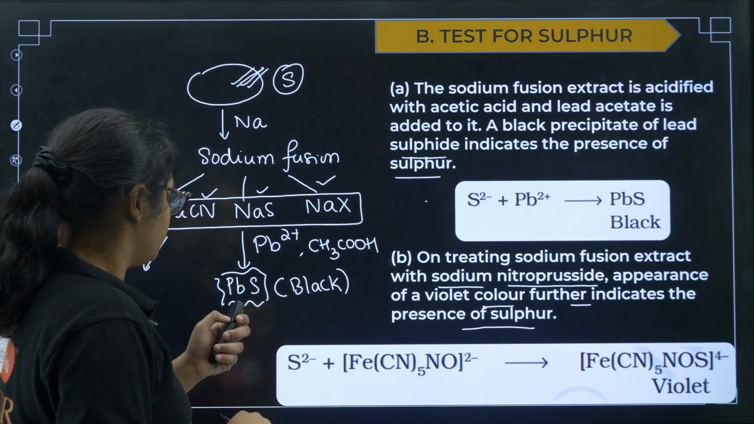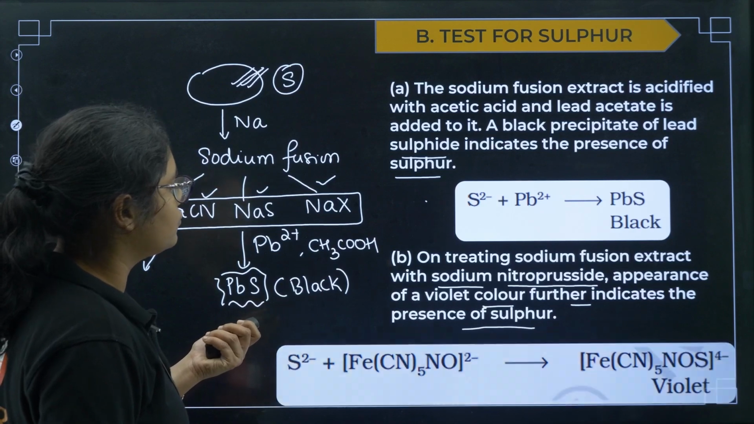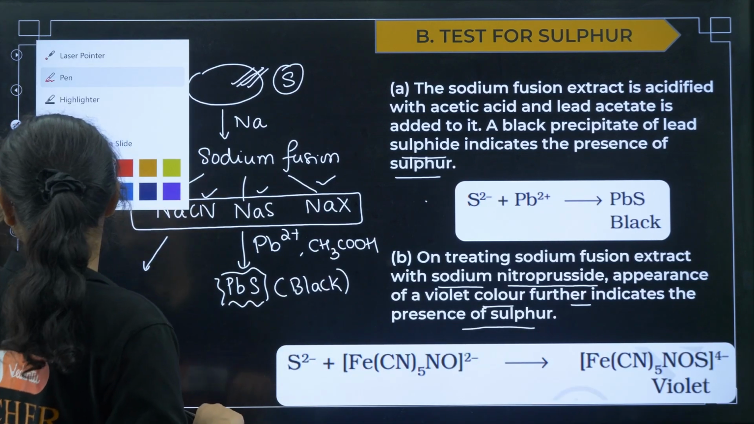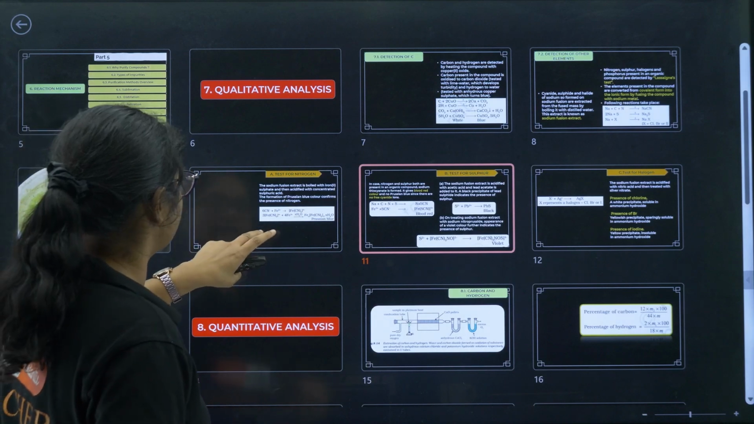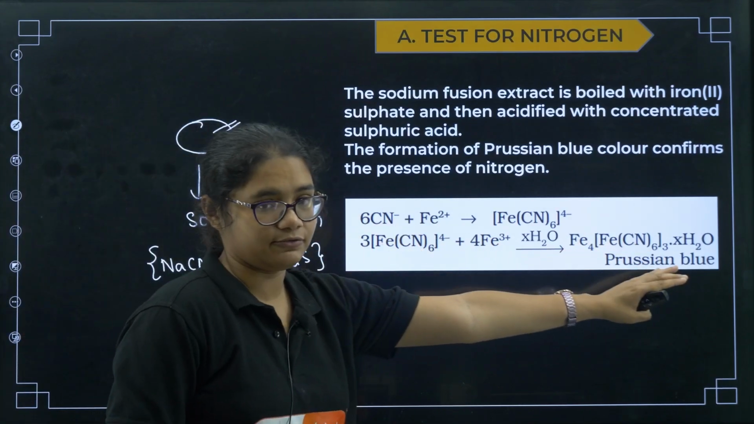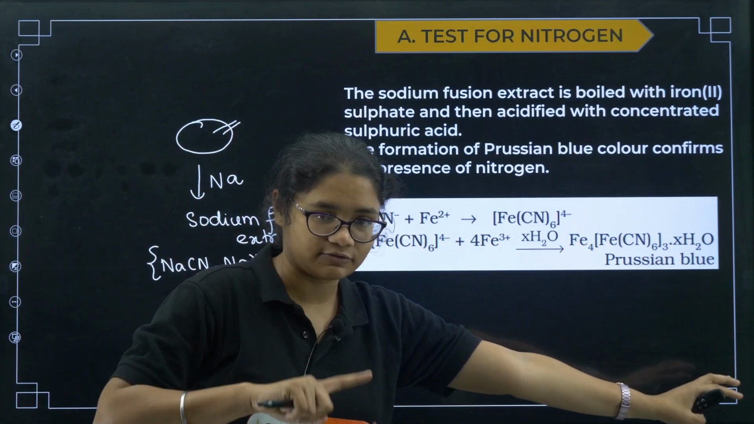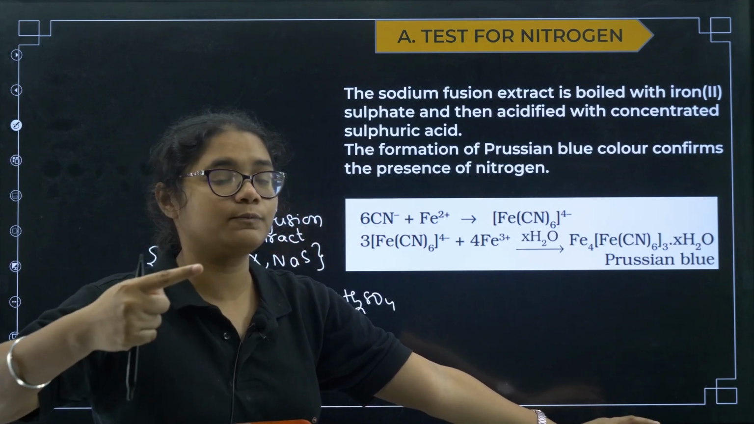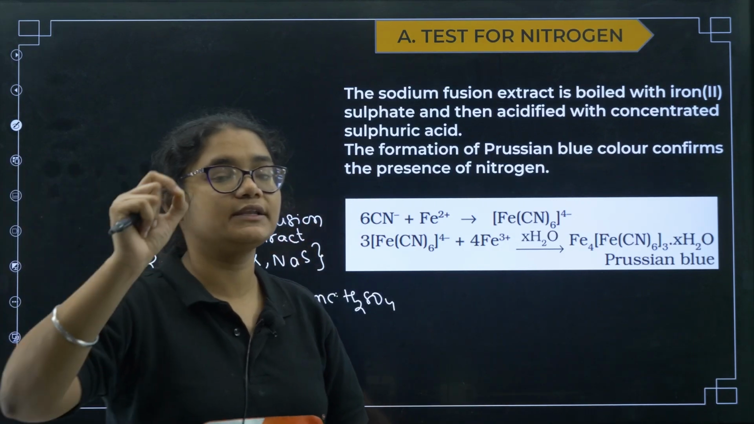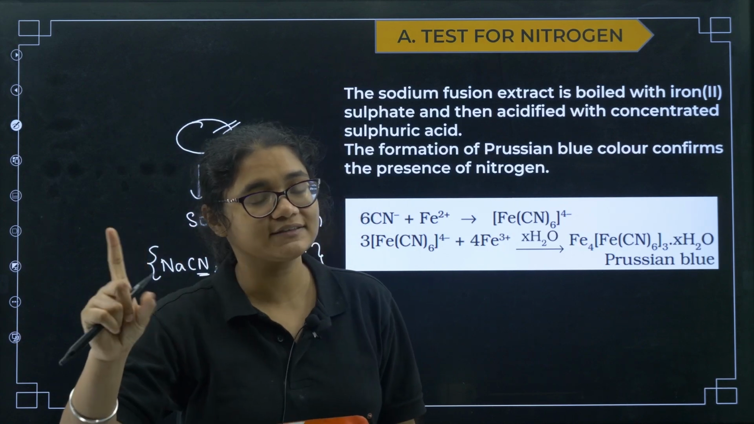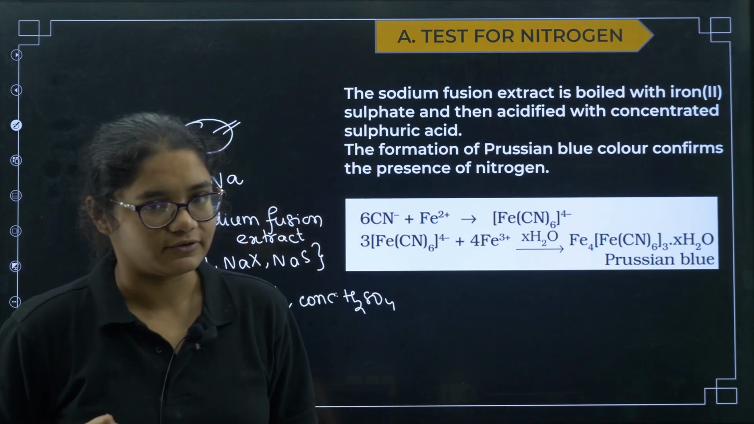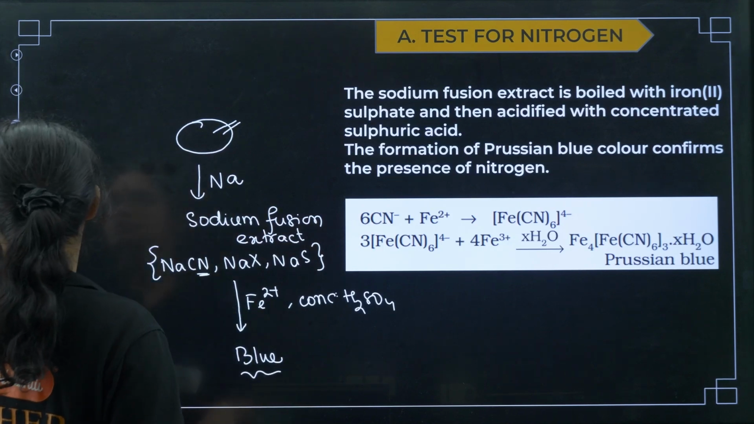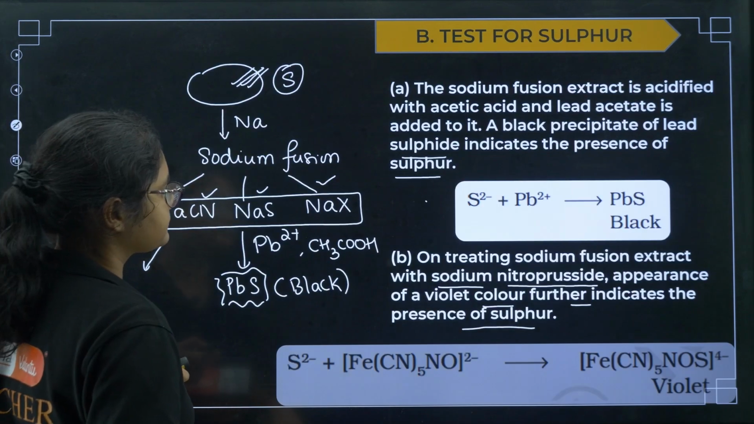Okay, fine. Next, what was the name of that complex? Let me see. One second. Yeah, this is Prussian blue. Do not get confused. Prussian blue color is formed in case of nitrogen. To detect sulfur, you can add sodium nitroprusside solution, which will give you a violet color complex indicating the presence of sulfur. I hope this is very, very clear to you. Okay, now let us go to the next one.